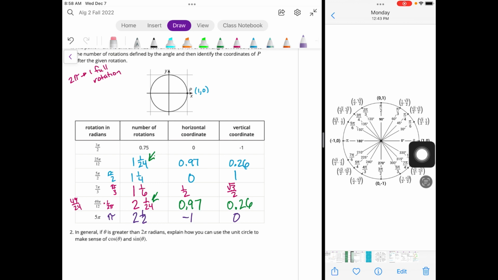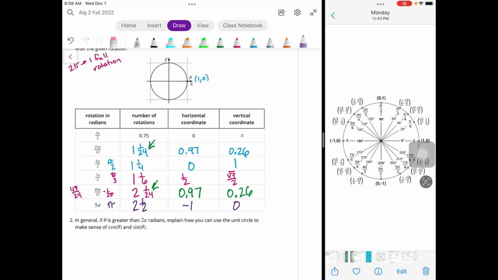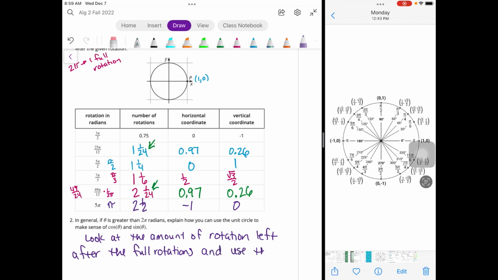All right, in general, if theta, that's your angle measure, is greater than 2 pi radians, explain how you can use the unit circle to make sense of cosine and sine. So again, we're looking at the reference angles. What angle is the same on that unit circle after you take away those full rotations? So you look at the amount of rotation left after the full rotations and use the corresponding angle on the unit circle.